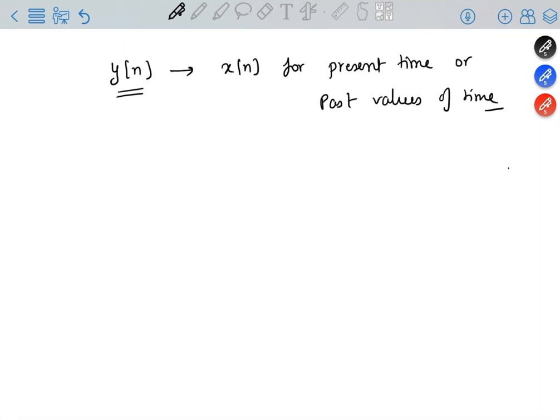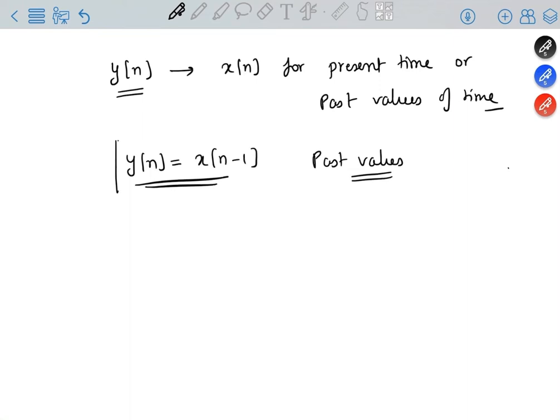So suppose we have a system y[n] which is equal to x[n minus 1]. So here the output is totally dependent on the values which are past values of n. So that's why this system is said to be causal.